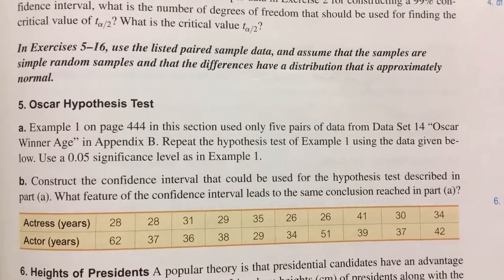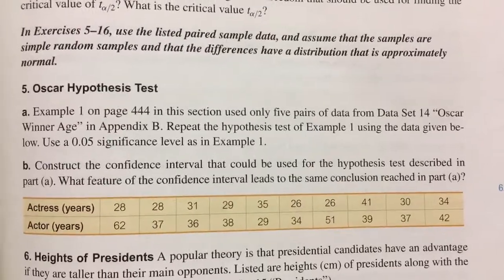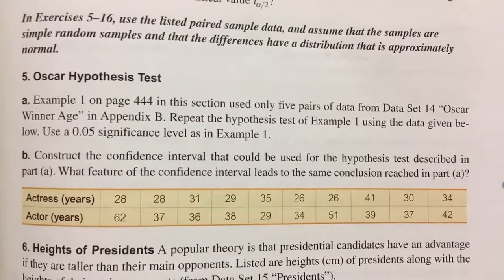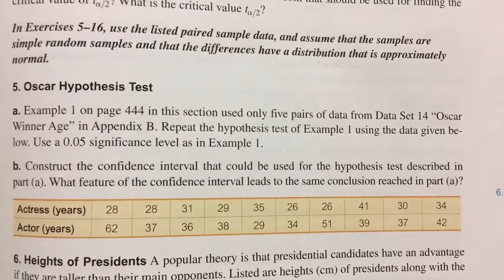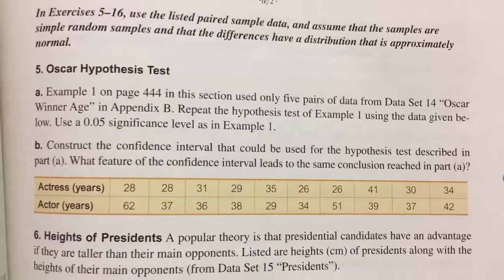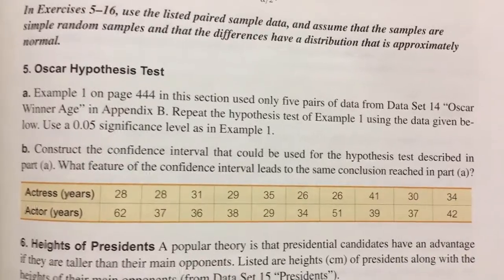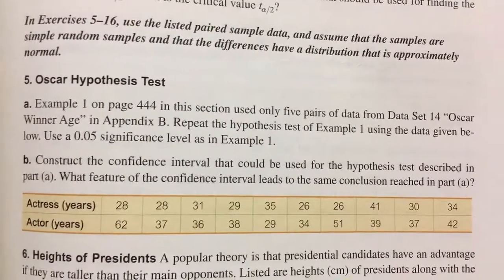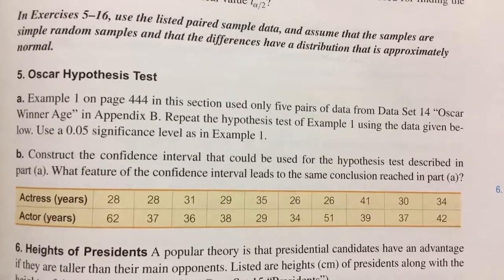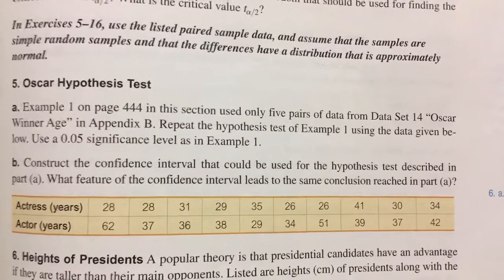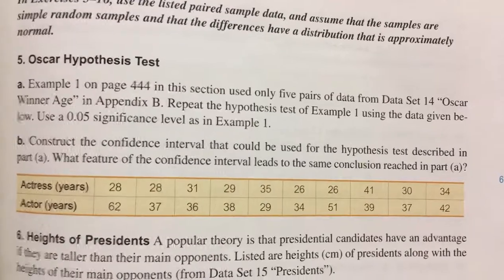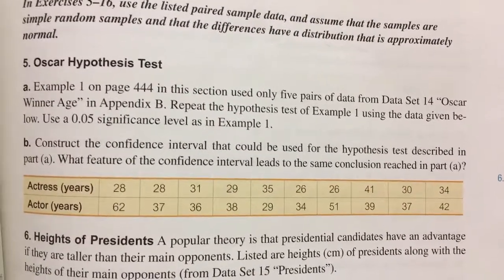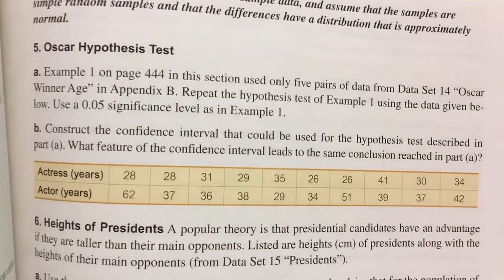Uses only 5 pairs of the data from set 14, Oscar winner age, in Appendix B. Repeat the hypothesis test of Example 1 using the data given below. Use a 0.05 significance level in the example. Construct the confidence interval that could be used for the hypothesis test described in Part A. What feature of the confidence interval leads to the same conclusion reached in Part A?